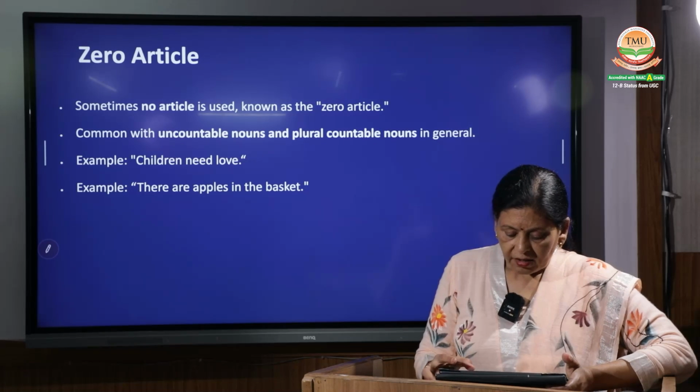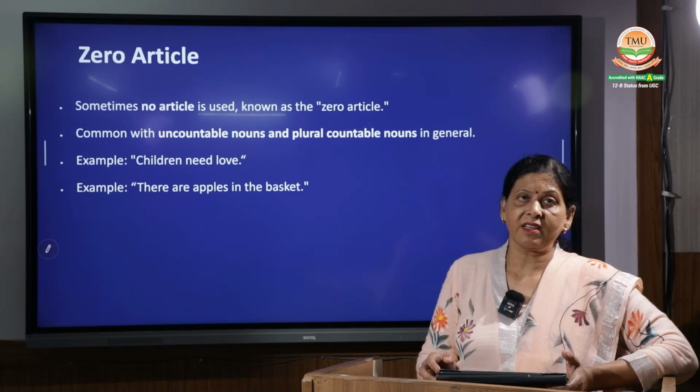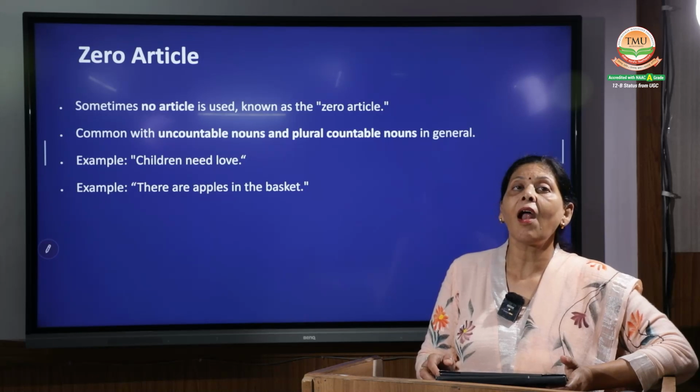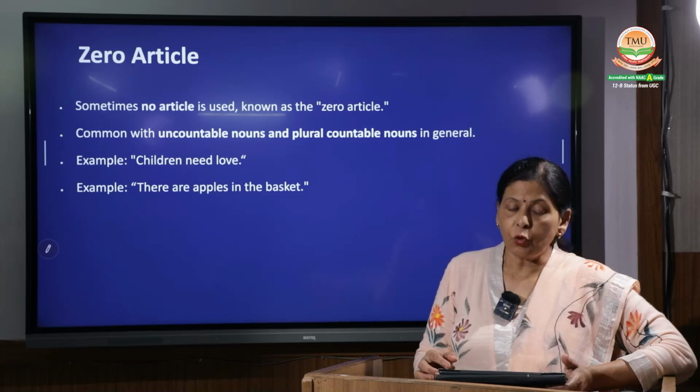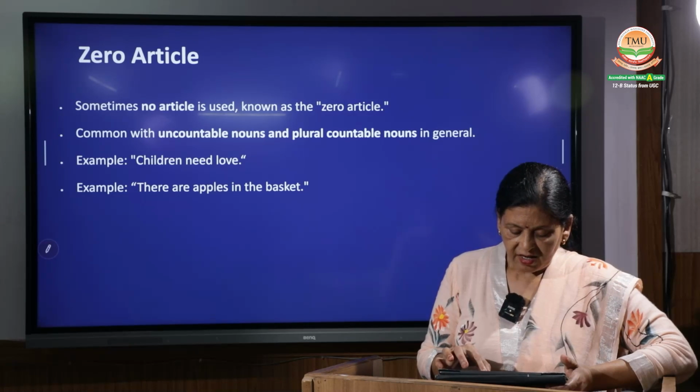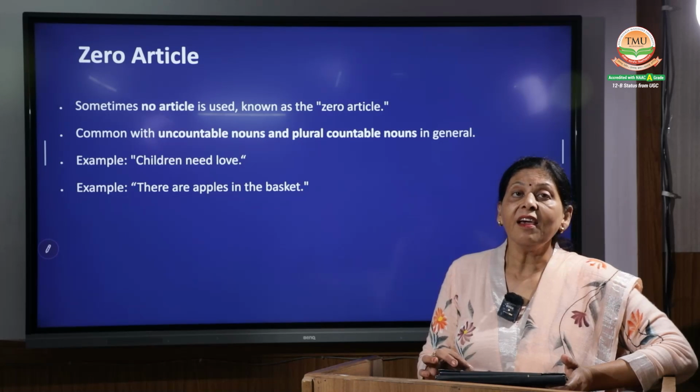Then there are apples in the basket. Though we can count apples, there are apples in the basket. So in such places, we do not use any article.